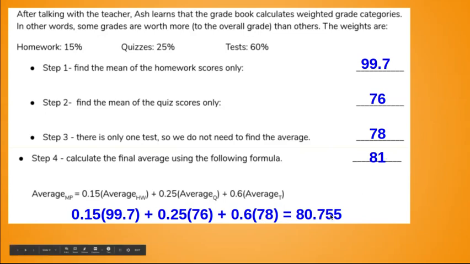And when you calculate that out, 80.755, and then that's 81%. And that should make sense because Ash is not necessarily performing on tests and quizzes as well as on homework. So if homework is not really worth that many points, which is pretty typical, I would say, for a class. Homework is not going to be worth more than 15% usually. So that makes sense, and you're going to use this formula very similarly for upcoming examples.